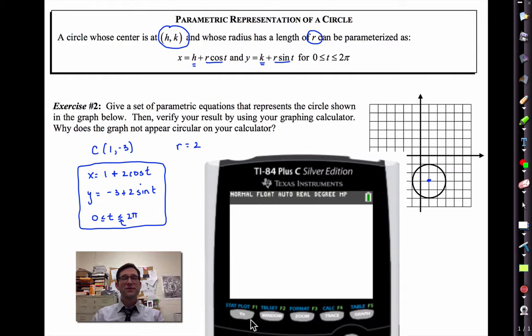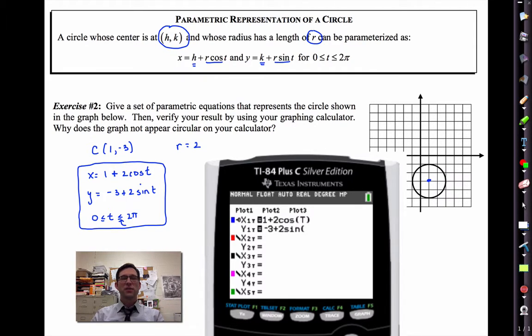Let's go into y equals. Let's clear out anything that we might have in x1, t and y1, t, probably from the last lesson. All right, and now let's throw those in. So let's go into x and let's type in 1 plus 2 cosine t, and y should be -3 plus 2 sine t.